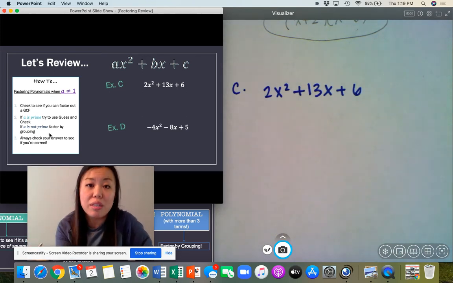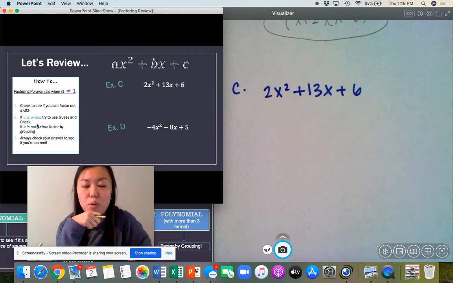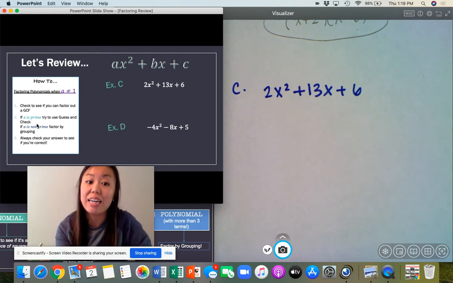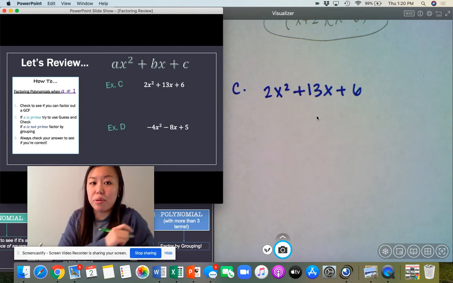Our first step is always to still factor out our GCF. If a is prime, if your leading coefficient is prime, I'm going to encourage you as much as you can to try to guess and check. Use that same method that we did with our leading coefficient being 1. If it's not prime, try factoring by grouping. It's going to be a lot easier if you use factoring by grouping in that case. Our final step, as always, check your work. Make sure that when you multiply out those binomials or all your factors, it comes out to be that original expression. All right, so let's hop into example C.